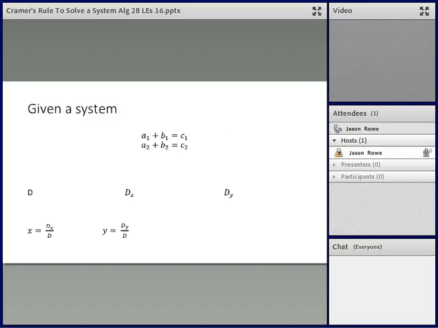So here's what we're going to be given. We're going to be given a system: A1x plus B1y equals C1, A2x plus B2y equals C2. To use Cramer's rule, we're going to find a series of determinants and use those determinants to find x and y. The first determinant is the coefficient matrix. I'm writing down some notes, and you're writing down that this is the coefficient matrix.